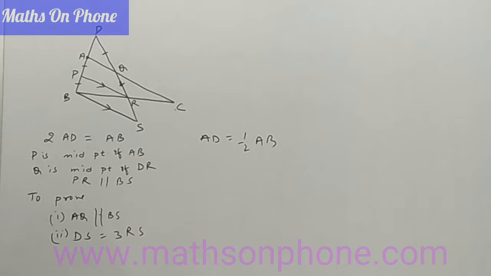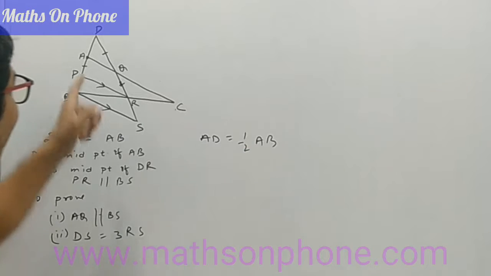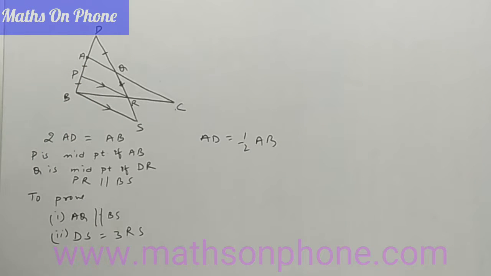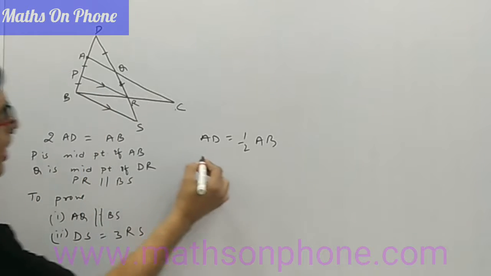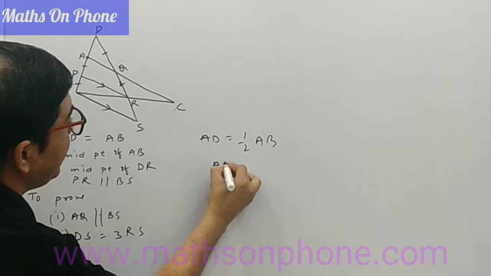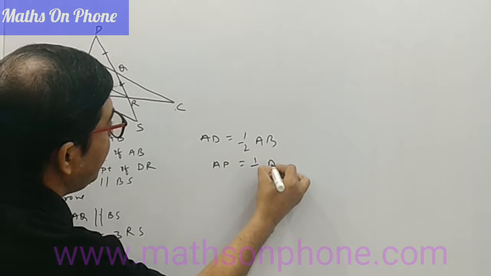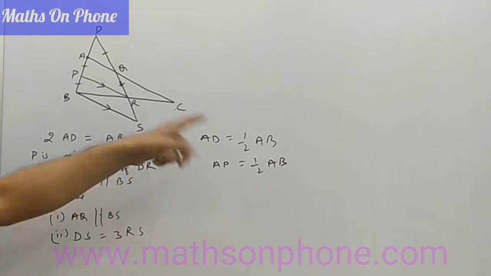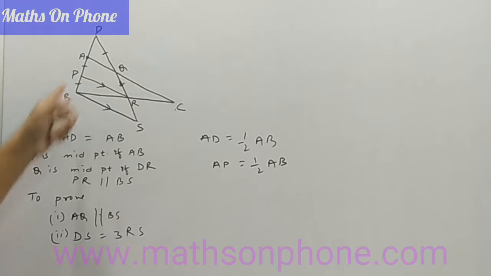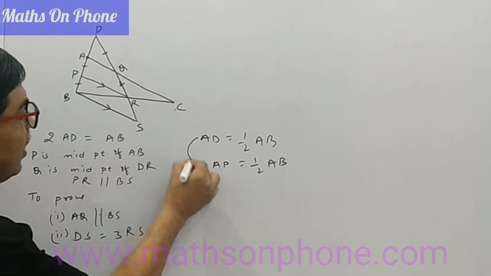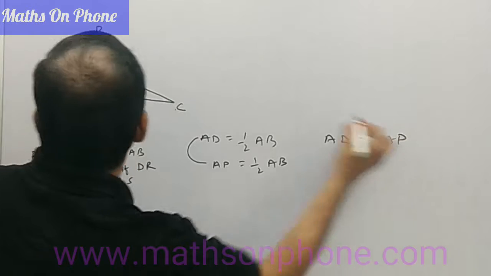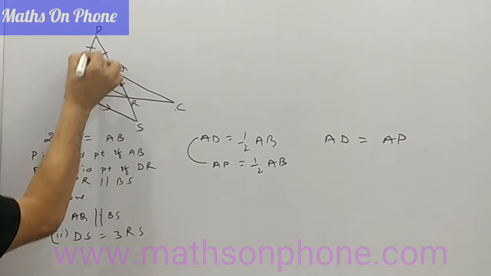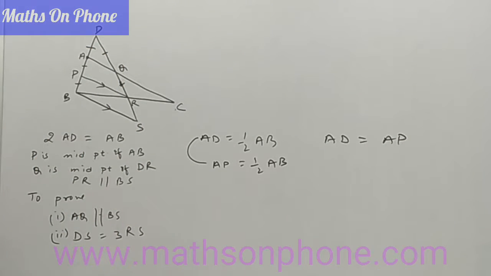It is given that AD is half of AB, and also see that AP is equal to PB. That means we can write AP is half of AB. AD is also half of AB. AP is also half of AB. What does this mean? That means they are equal. That means AD is equal to AP. So AD is equal to AP, which is proved.